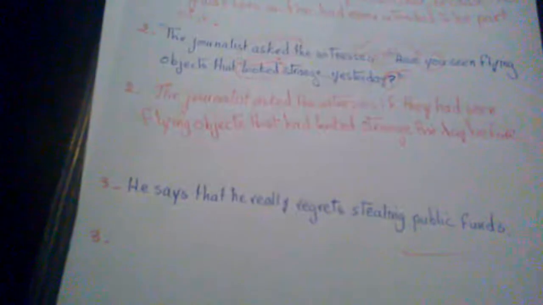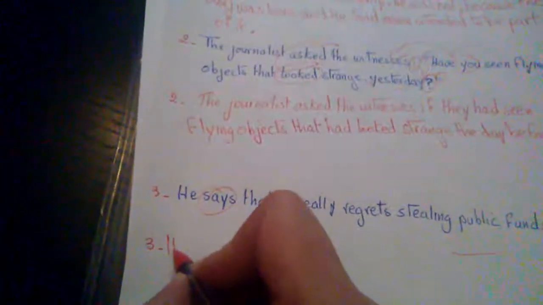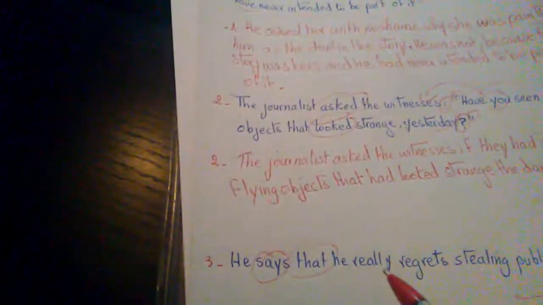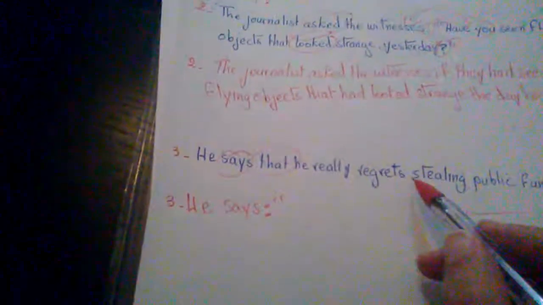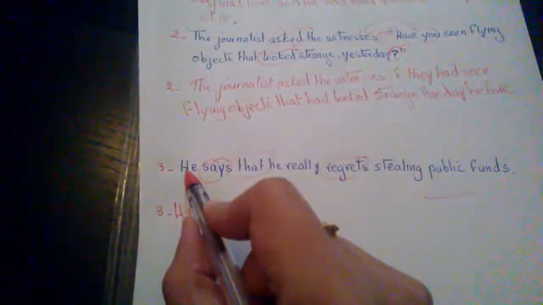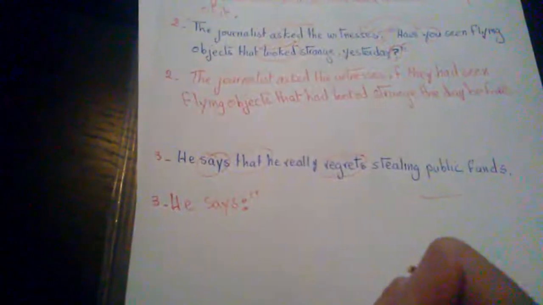He says that he really regrets stealing public funds. First thing to notice, there are no quotation marks, there is no colon, there is nothing to tell us it is direct speech, so this is indirect speech. You have he says, the verb is in present, so we will not change the tense. He says. You have that, so this is a statement. Let's start with this and quotation marks. He says he really regrets. This is present simple. We will keep present simple. Regrets stealing public funds. So he says he really. This he goes back to the one who is talking, the speaker. He's talking about himself.